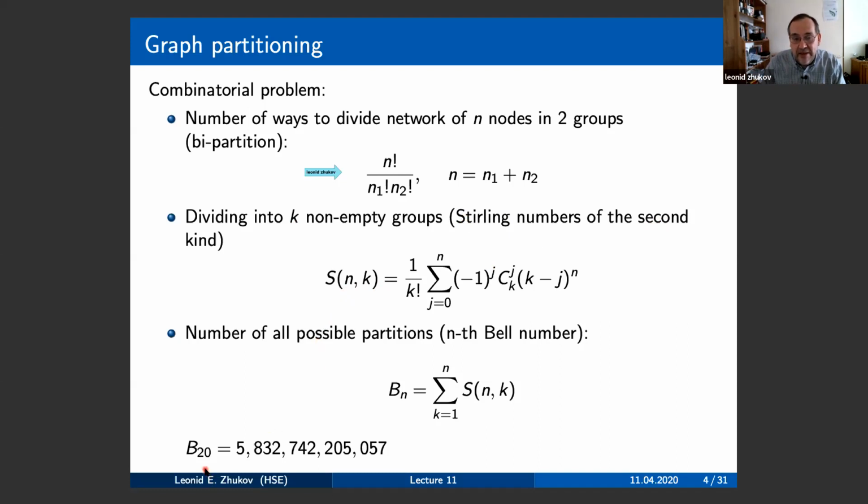if you just think about the total number of partitions, I calculated it for a graph of 20 nodes. So if you take a graph of 20 nodes and try to go through all the possible groupings of only 20 nodes, that's how many of them there would be. So pretty much what I'm trying to say is that it's just impossible to go through all the combinations, right?